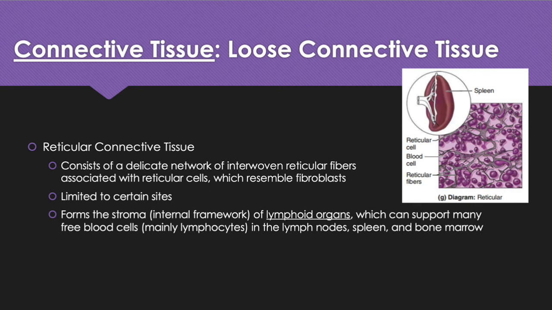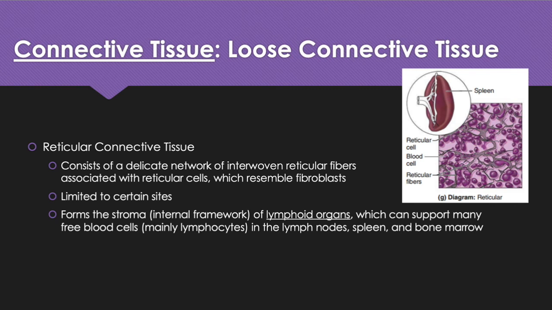Reticular connective tissue is going to have kind of an internal network of reticular fibers, and this tissue is going to be limited because of that to certain sites. We have this in our lymphoid organs that help support lots of free blood cells, mainly your white blood cells or your lymphocytes in your lymph nodes, your spleen, and bone marrow. So over here you can see the spleen, and you can see it's labeled here, some blood cells, those would be red blood cells, kind of suspended within the rest of that tissue.